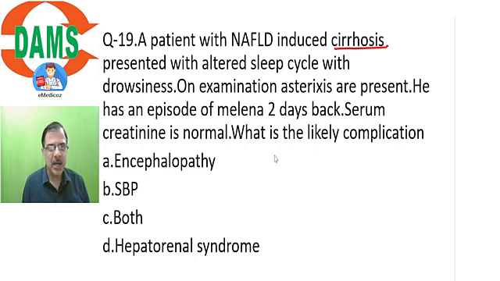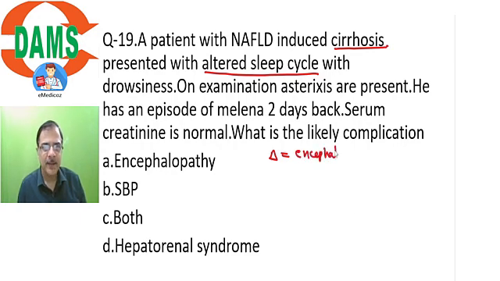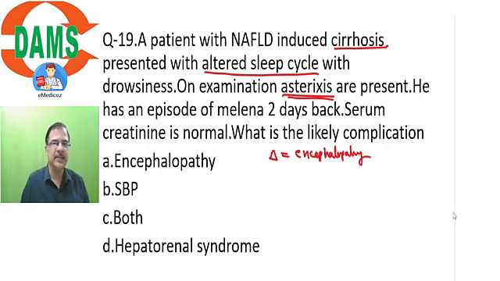What is our clinical diagnosis here? The patient has an altered sleep cycle, the first symptom of hepatic encephalopathy. Asterixis, we have discussed earlier also. So serum creatinine is normal. What is the likely complication in this scenario? The most likely complication is encephalopathy.